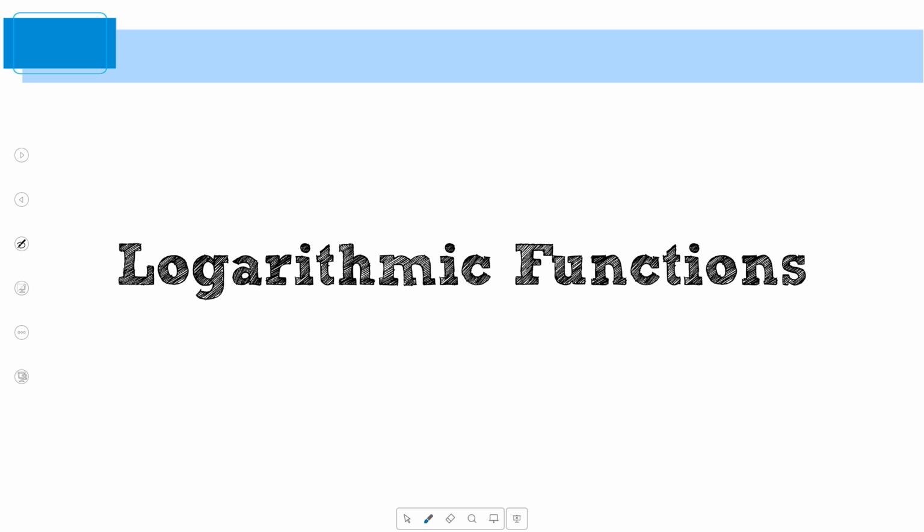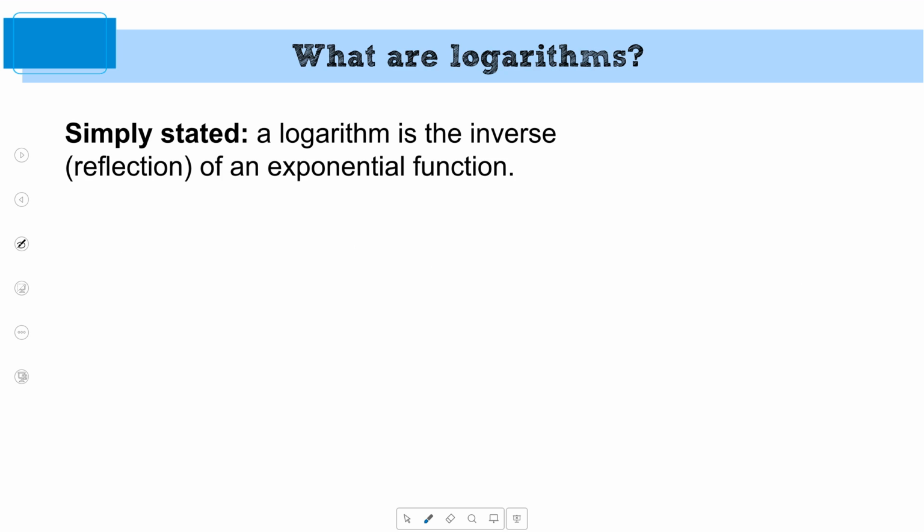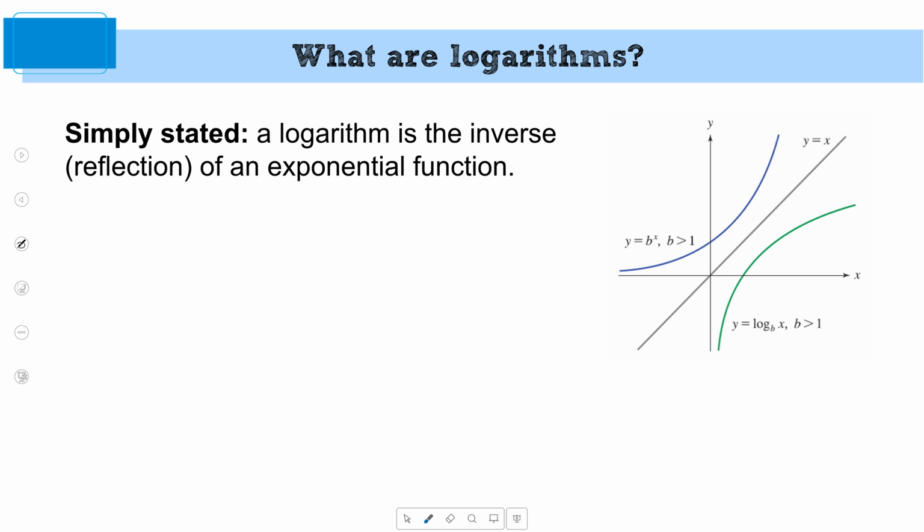Oh, logs. Anybody big log fans? Good, we're gonna go through this quickly. Logs come from the inverse of exponential functions. You can do this either way. You can start with exponentials and get logs, or start with logs and get exponentials. I like to start with exponentials and get logs. They're inverses of each other, so they're reflections of each other. We talked already about what exponential functions look like, so the log looks like its reflection. If the exponential passes through (0, 1), the log passes through (1, 0) every single time.